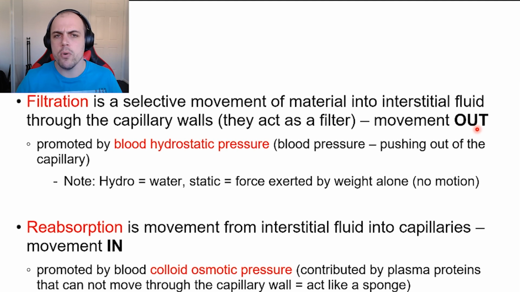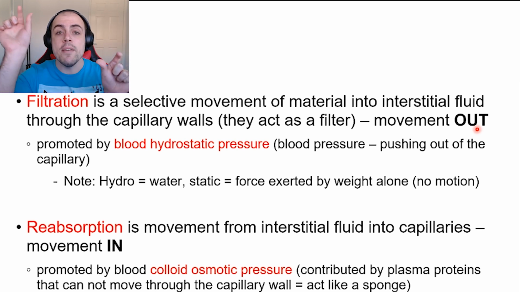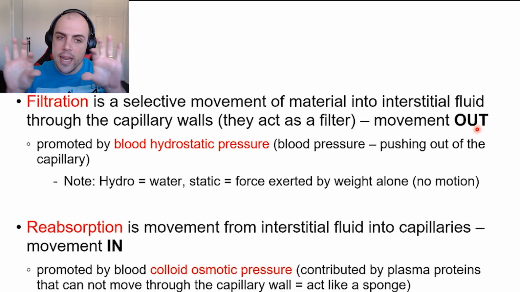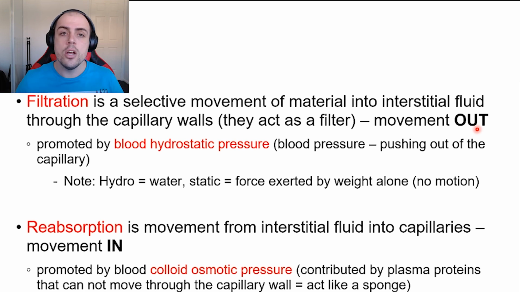Now, what is bulk flow exactly? So with our capillary network, we have an arterial end, we have a venous end, and they are connected by our capillary bed. So what we have involved here is substances or fluid moving out of the capillary, so moving from the capillary out into the interstitial space. And we have fluid moving from the interstitial space into the capillary.